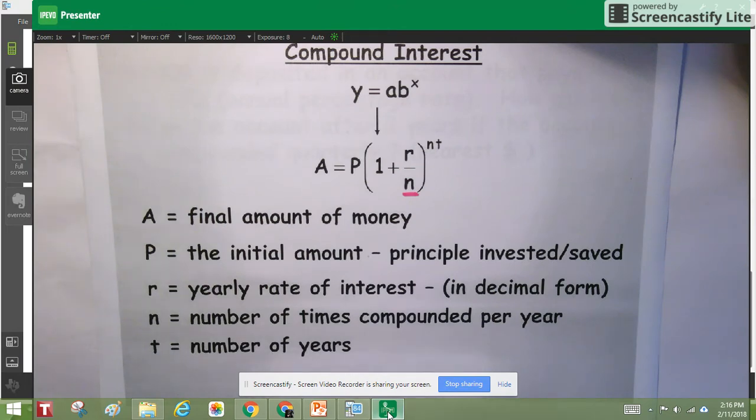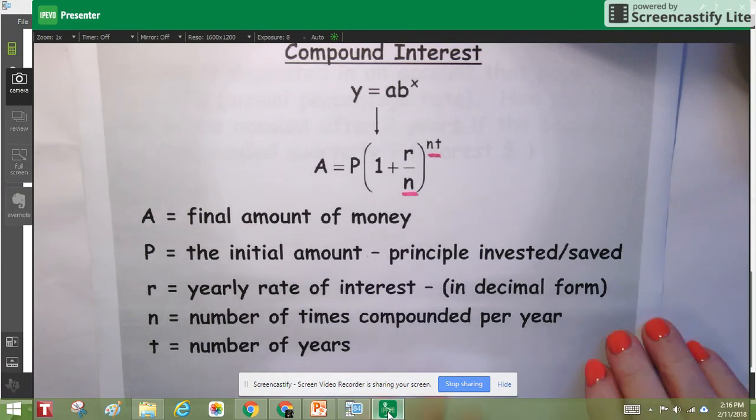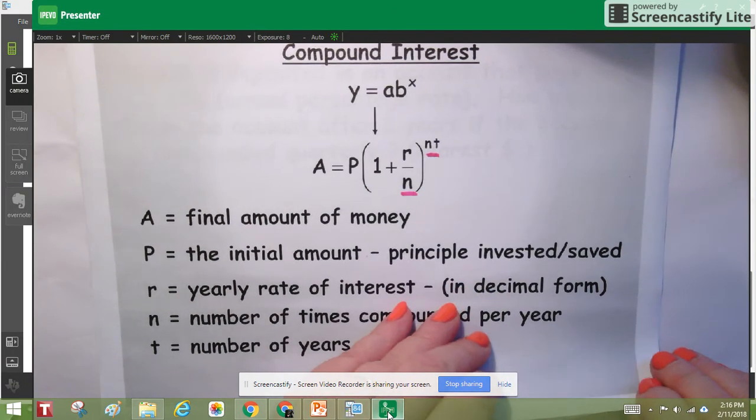So if they said it's compounded quarterly, that would be 4 times a year. If it said compounded monthly, that would be 12 times a year. If they said compounded daily, that would be 365 times a year, and so forth. And then T is your number of years, and then this equation is raised to the NT. So the number of times it's compounded times the number of years. So let's take a look at an example of this one.